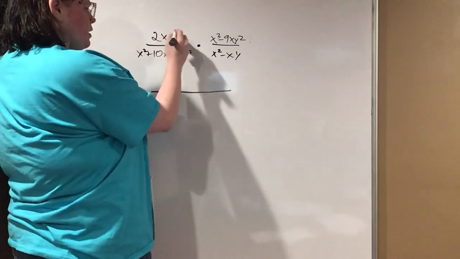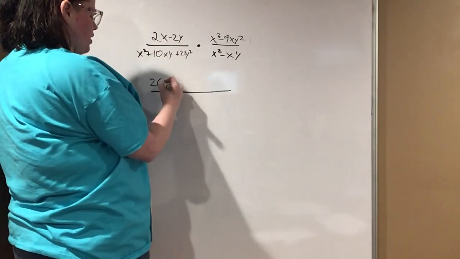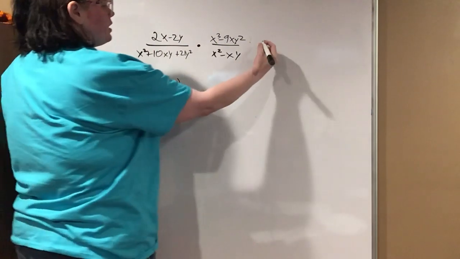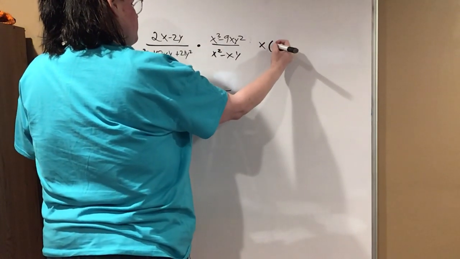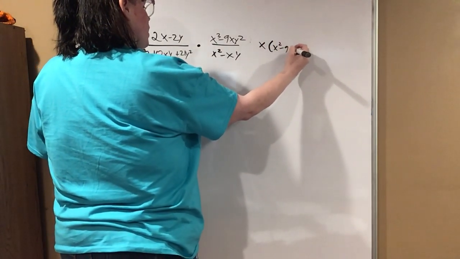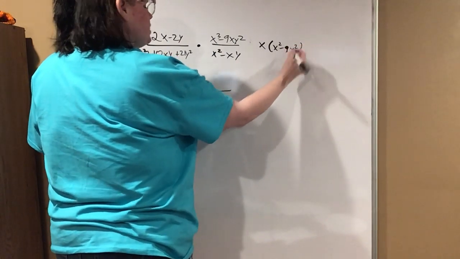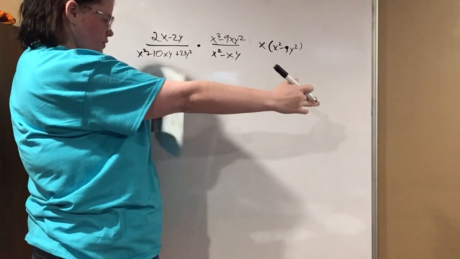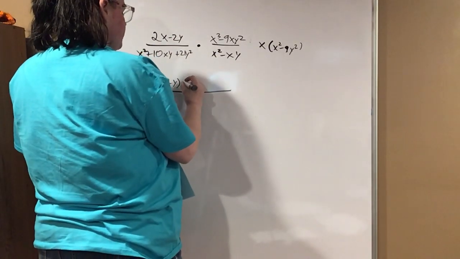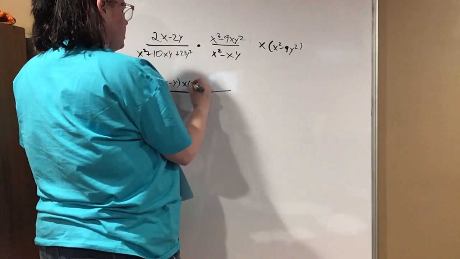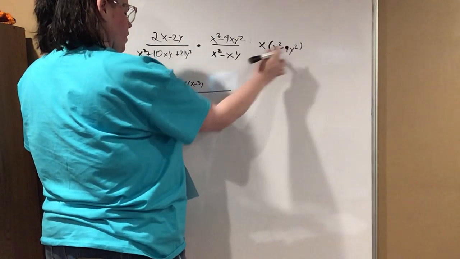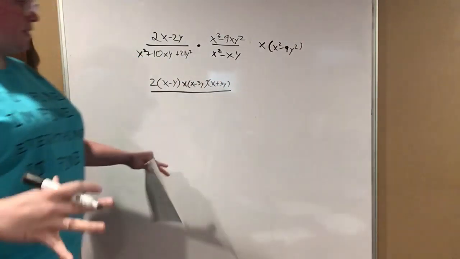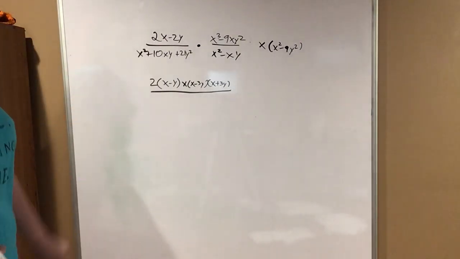Factor the top here. I get a 2 out of there, and I'm left with an x minus y. Factor this guy. I know that I can take an x out, and that will leave me with an x squared minus a 9y squared. Well, this is a difference of squares. So, with a difference of squares, I'm left with an x on the outside, then x minus 3y, and an x plus 3y. So now my top is factored. Let's factor the bottom.